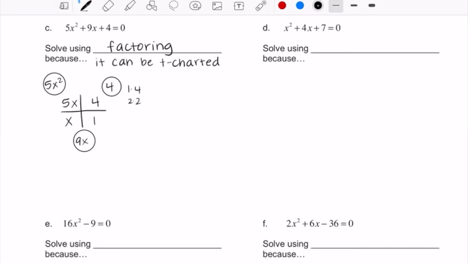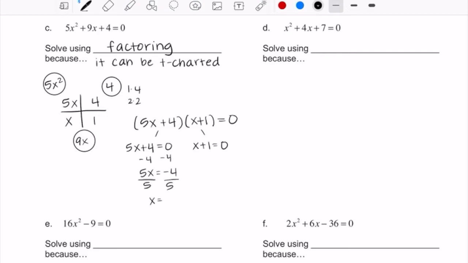4 times 1 gives me 4, and then 5x plus 4x gives me 9x. I'll write the equation in factored form, and then I'll use the zero product property to solve for each of the zeros. So I'll get x equals -4/5 and x equals -1. So x equals -4/5 and x equals -1 would be my two solutions for this one.